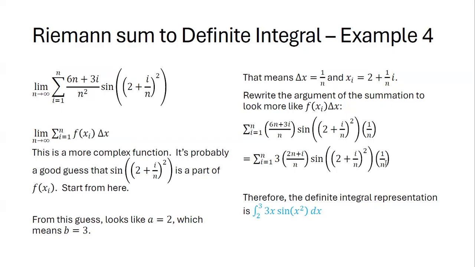So we now can get our entire f of x. It's just 3x sine of x squared. Then we have all the pieces. So I wrote it here. The integral is from 2 to 3, because of our a and b that we found earlier. And that's our definite integral. Hopefully this is a good example to see how to break up the pieces and make educated guesses, making your life simple with those guesses.